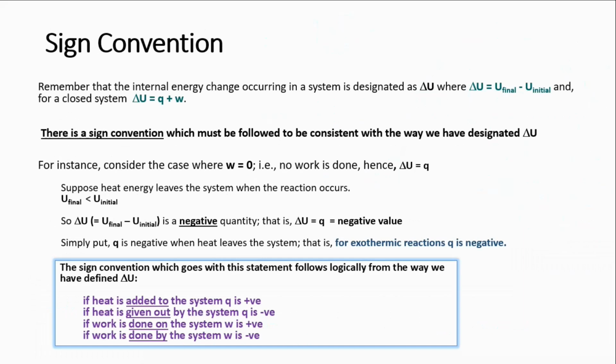Now, let's talk about some other stuff, sign convention and stuff like that. Remember that the internal energy change occurring in a system is designated by delta U. U is the symbol for internal energy. Delta U is the symbol for internal energy change. Now, delta U is equal to U final minus U initial. That is how you would calculate any form of change, not just delta U, but any change at all. It's final minus initial. However, we know that for a closed system, delta U is equal to Q plus W, according to the first law of thermodynamics.